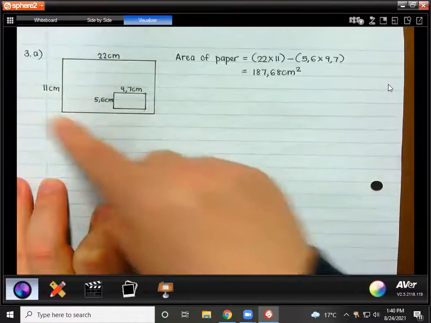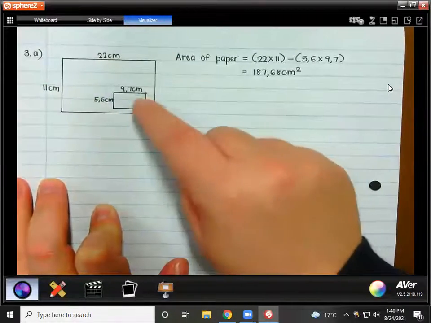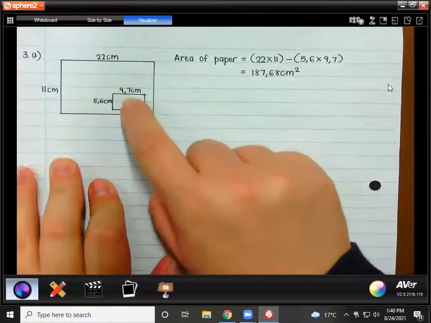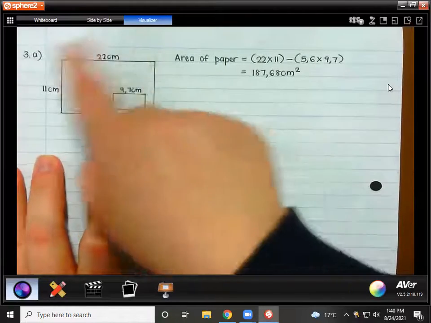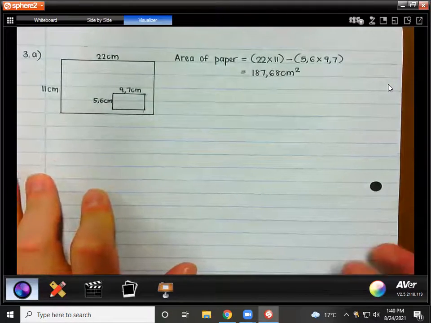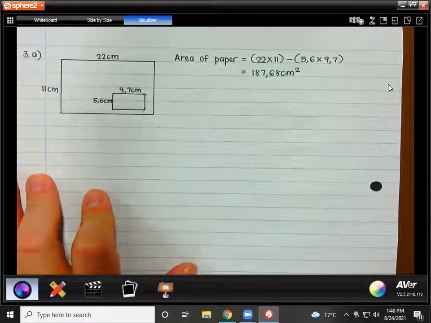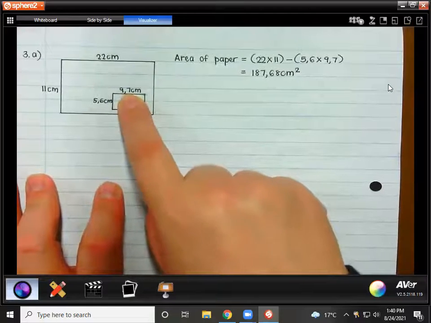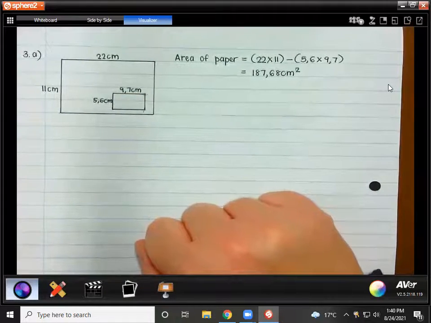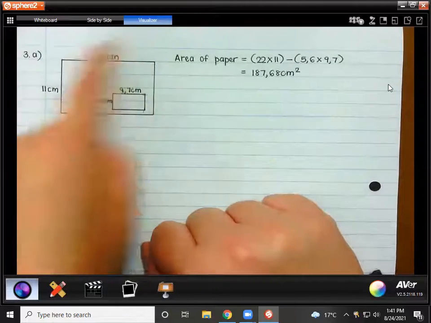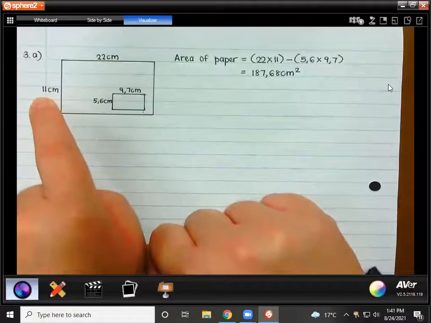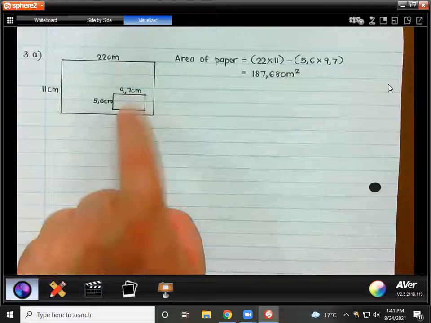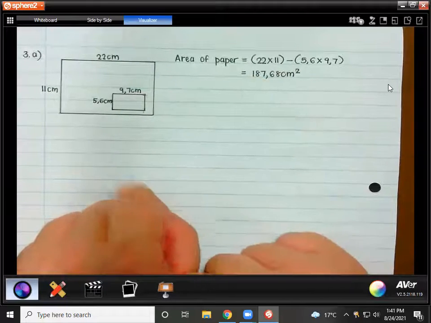So it will be the area of the big rectangle, the whole envelope, minus the area of the part that's been cut out, which is also a rectangle, which is also quite easy to find. And what was nice here is that they gave us all the values that we needed. We didn't have to calculate anything. We just needed to understand that if we're taking away this rectangle here, that's literally what we're going to do. We're going to minus the area of that rectangle. So we take the area of the big rectangle, 22 times 11, and then we minus the area of the small rectangle, which is 5.6 times 9.7. And then we end up with that answer.